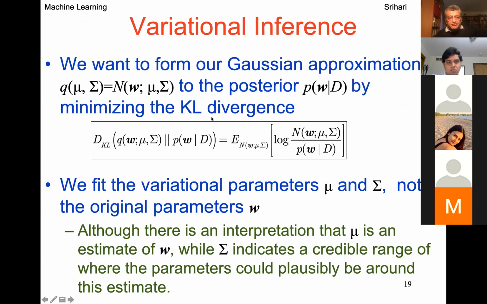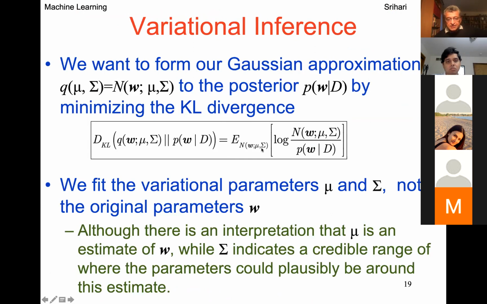So variational inference, we want to form our Gaussian approximation Q of mu, sigma, which is N of W given mu, sigma. So we are restricting ourselves, saying that Q is going to be Gaussian, right? That's what we wanted. So we're going to be using Q to approximate the posterior P by minimizing the KL divergence.